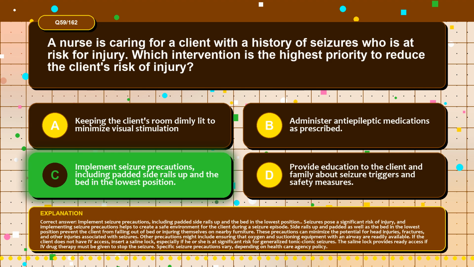Other precautions might include ensuring that oxygen and suctioning equipment with an airway are readily available. If the client does not have IV access, insert a saline lock, especially if he or she is at significant risk for generalized tonic-clonic seizures. The saline lock provides ready access if IV drug therapy must be given to stop the seizure. Specific seizure precautions vary, depending on healthcare agency policy.